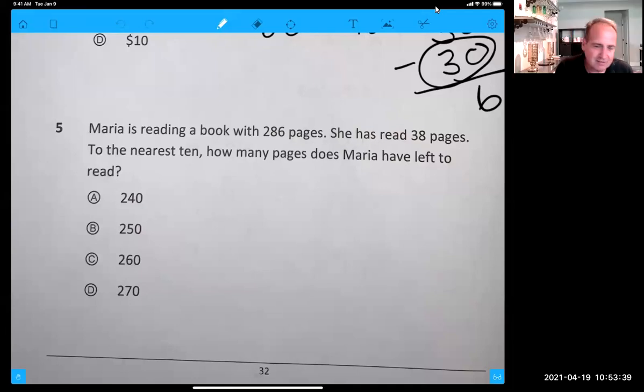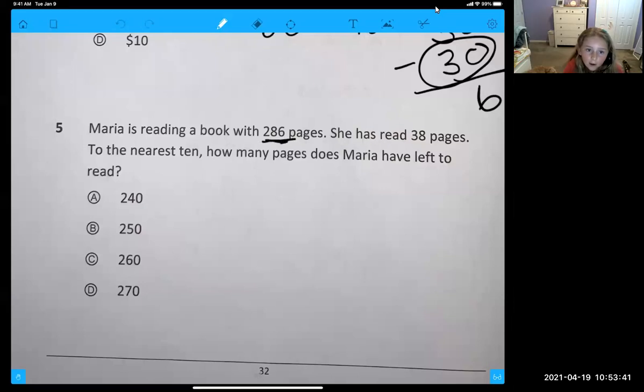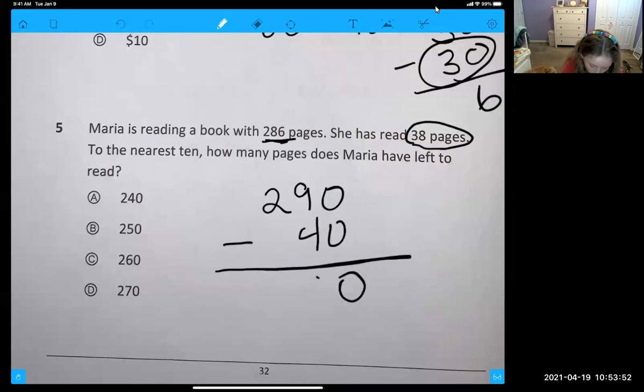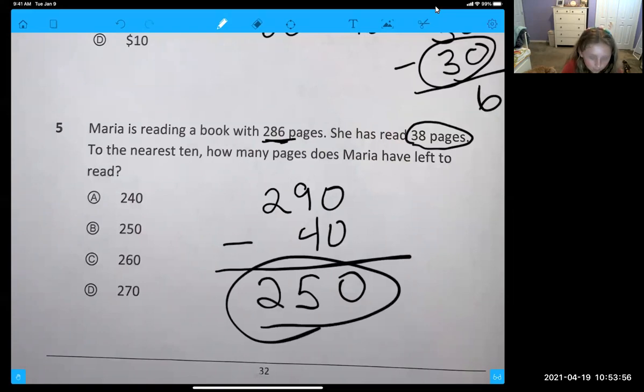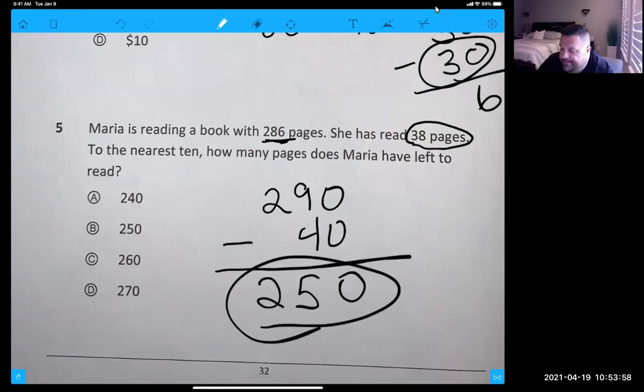Well, the 286 would round to 290. And then the 38 would round to 40. Then you just have to subtract those two numbers, which equals 250. So the answer would be B. Perfect. There you go.